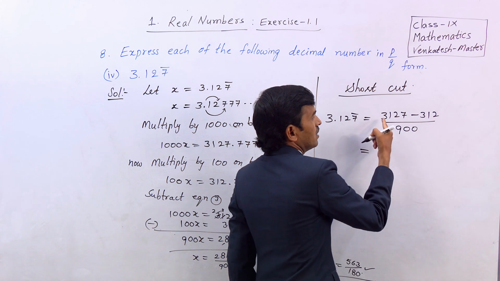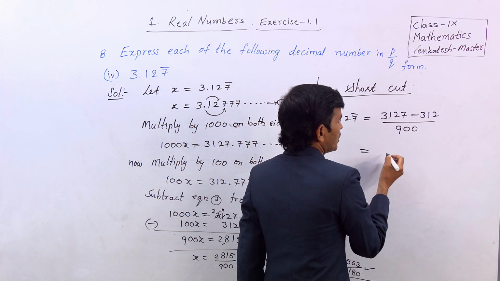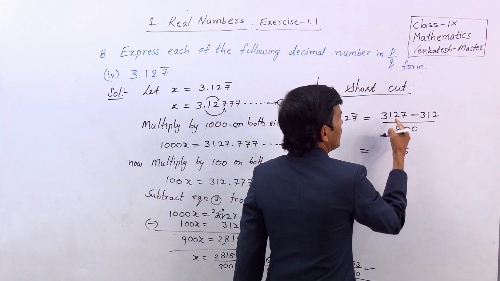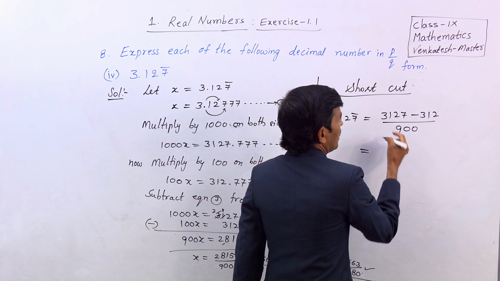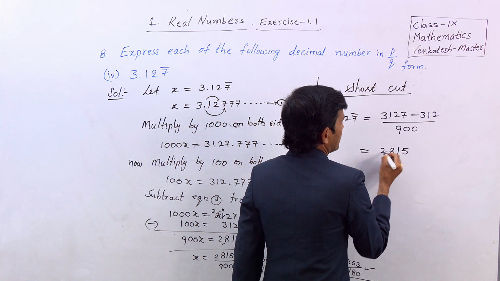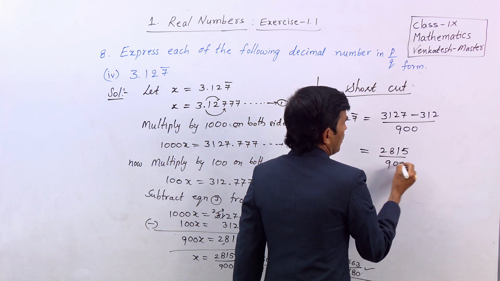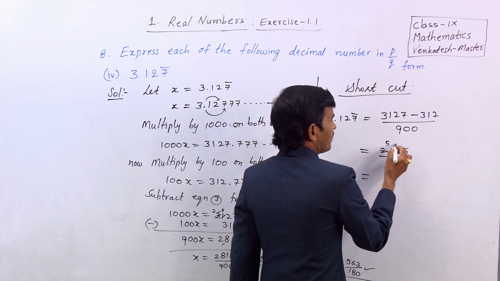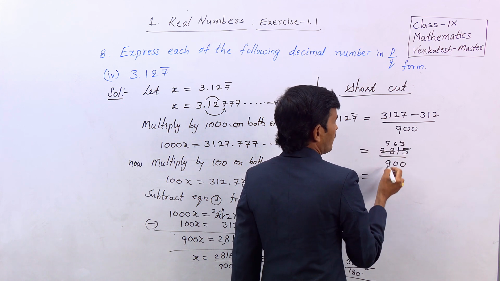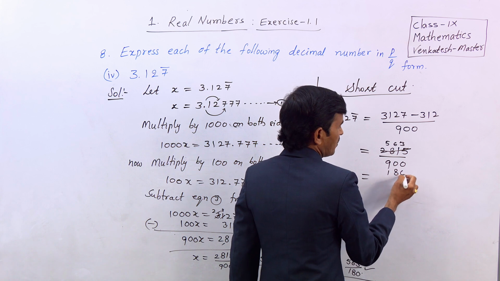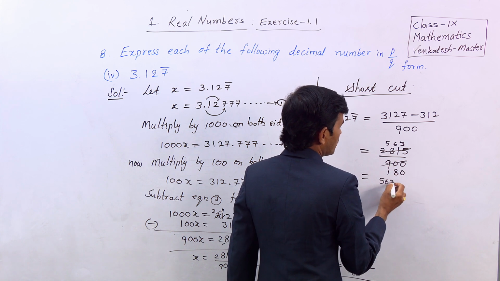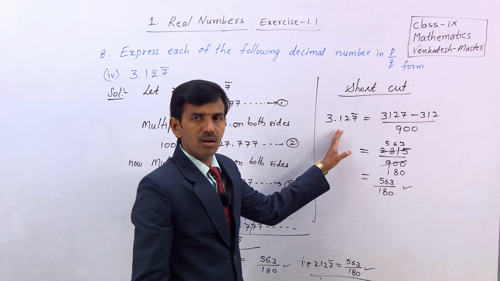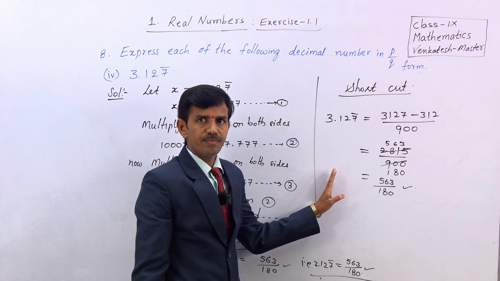So directly 3127 minus 312 means what did you get here? 7 minus 2 is 5. 2 minus 1 is 1. 31 minus 3 means 28 by 900. By cancelling, 5 5s are 25, 5 6s are 30, 5 3s are 15, 5 1s are 5, 5 8s are 40, 5 zeros are 0. So 563 by 180. This can help to solve part B type of questions.